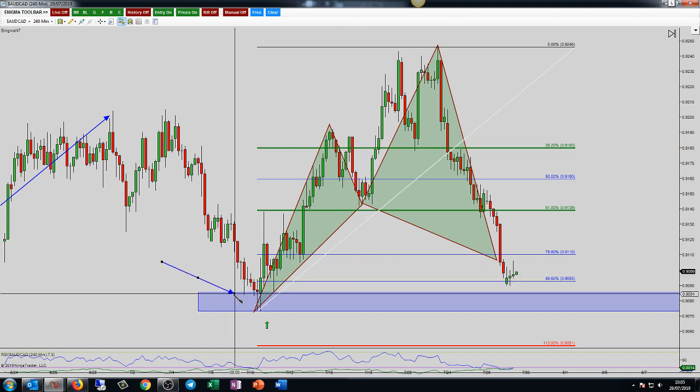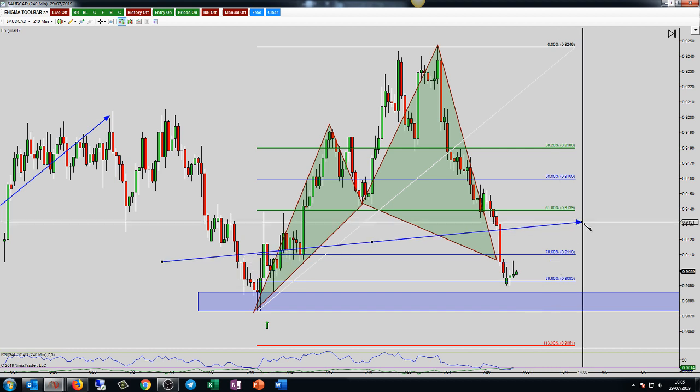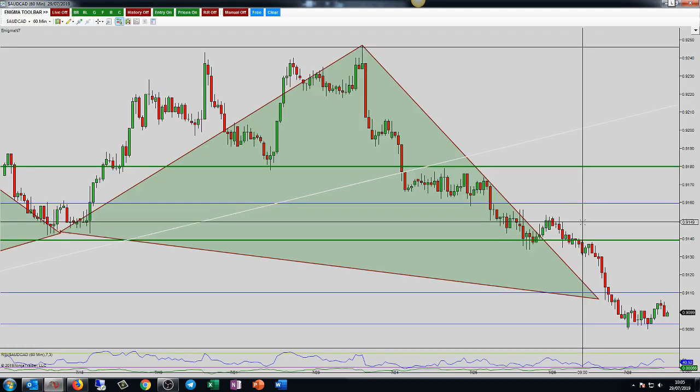I would have to wait for price to come into this price reversal zone just here and give me a reason to buy the market up. Let's go and take a quick look at the 60.